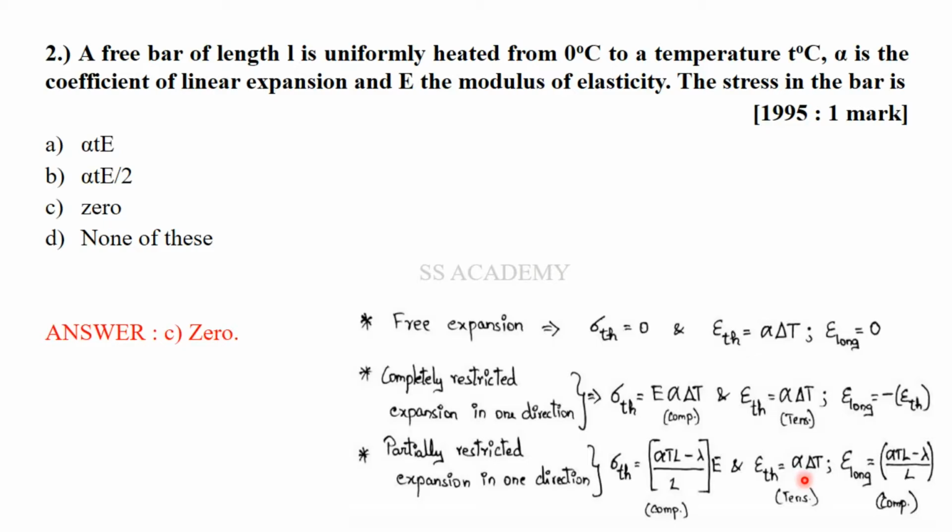That is, this strain is not happening completely. It is happening up to a limit which is lambda by L. Lambda by L is the strain which is permitted. So we are subtracting the permitted strain from the actual strain to get the strain which is happening in the opposite direction. So we will get epsilon longitudinal is equal to alpha T minus lambda by L, which is compressive in nature.